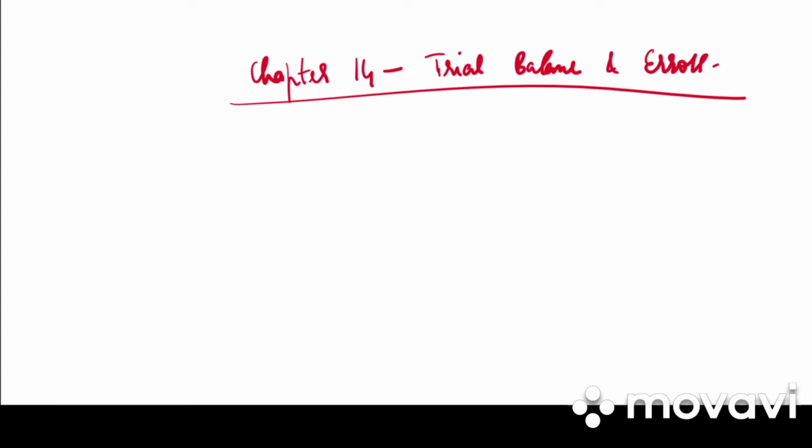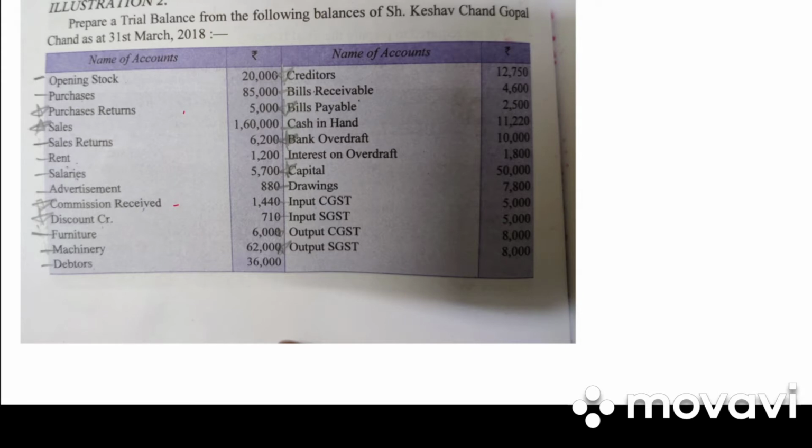So we know what a trial balance is. Let us take down an illustration as to how do we prepare the trial balance. So let us go on to illustration 2. Prepare trial balance from the following balances of Keshan Chand. They have given us name of accounts. They have not given whether it will be debit side or credit side. We need to classify it whether it is debit side or credit side and prepare the trial balance.